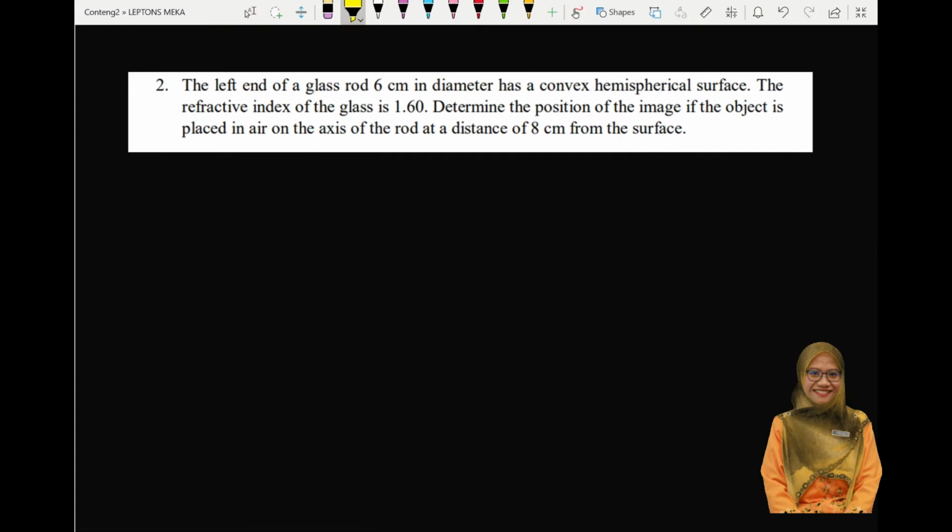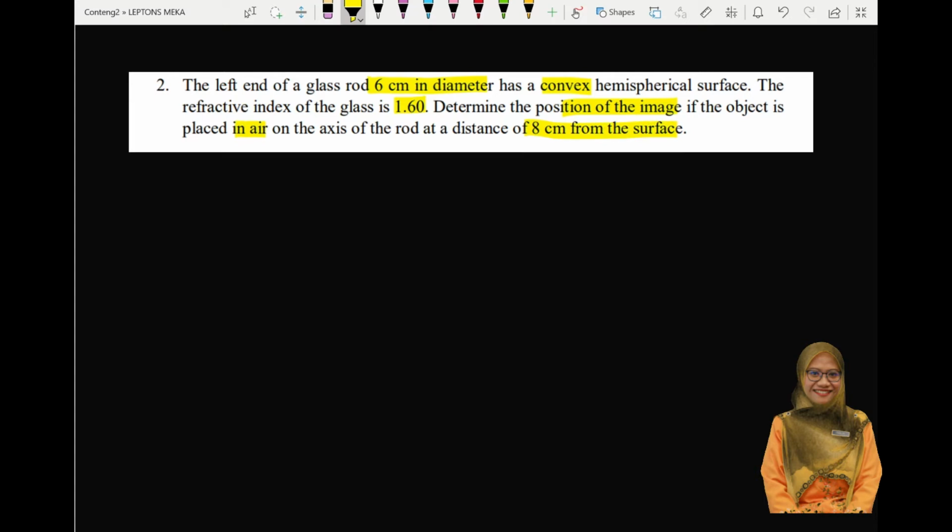Question number 2. The left end of a glass rod 6 centimeter in diameter has a convex hemispherical surface. The refractive index of the glass is 1.60. Determine the position of the image if the object is placed in air on the axis of the rod at a distance of 8 centimeter from the surface.